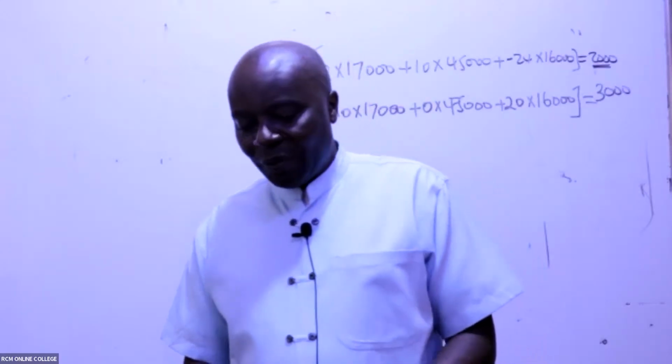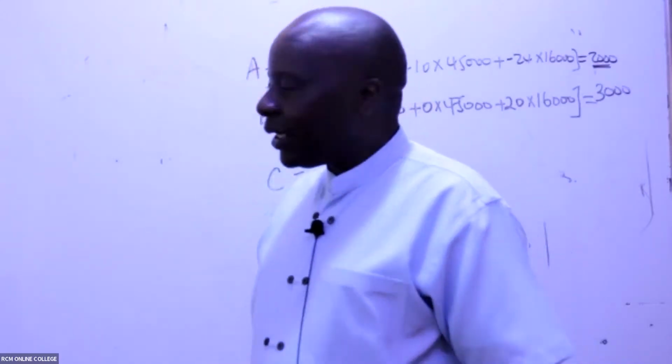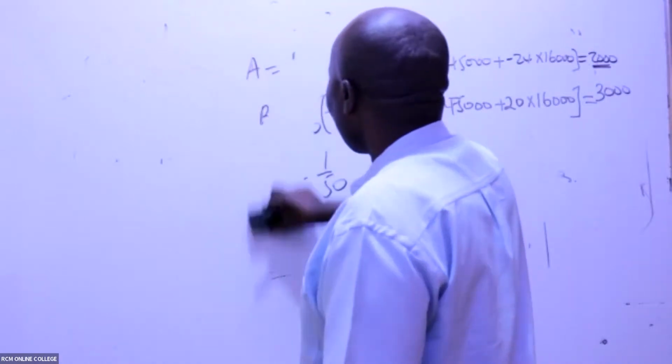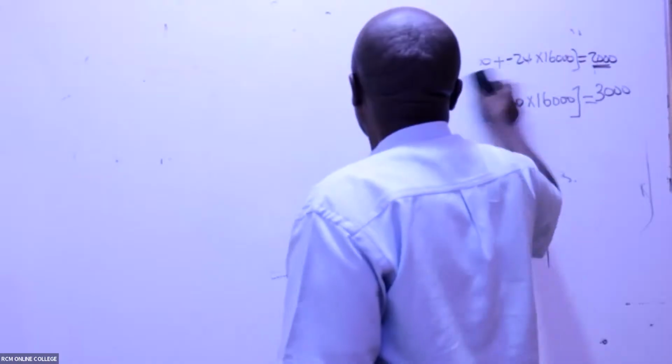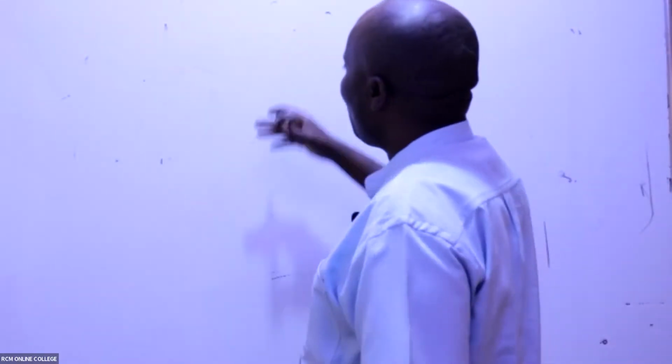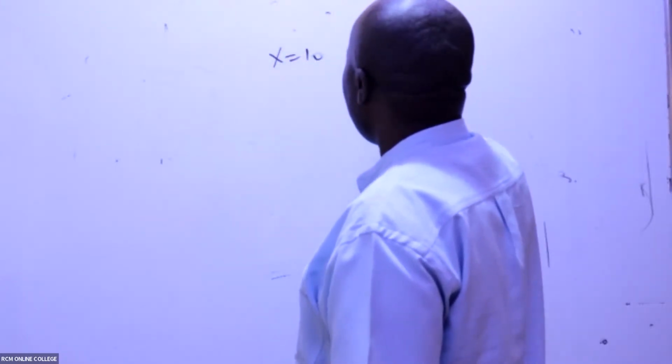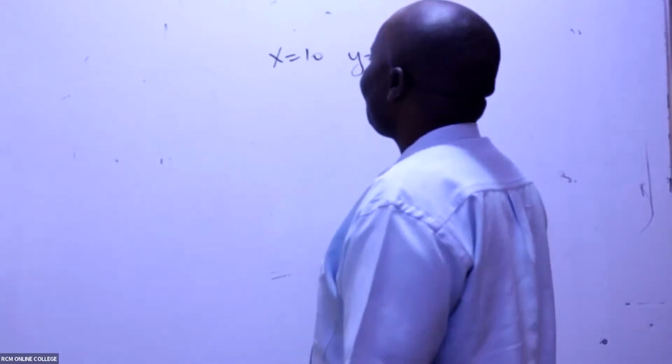With Cramer's rule, very, very easy. So if you're given a question like this, let's assume, ladies and gentlemen, we only have two variables. We have x is 10, and then we have y is maybe -5.